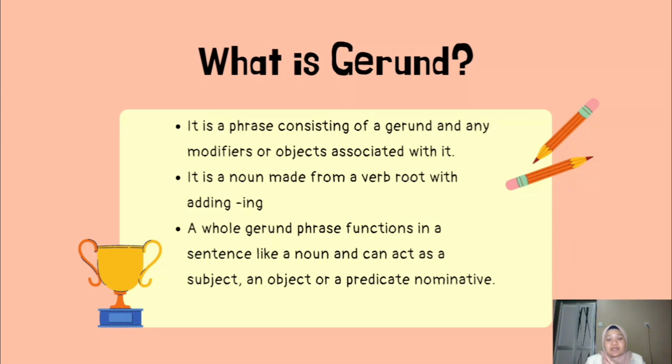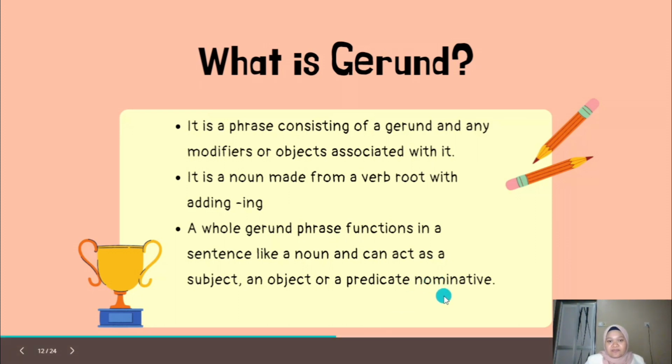What are these three? In the sentences, this gerund phrase can be the subject, or it can be the object after the verb, or it also can be a predicate nominative. Right?